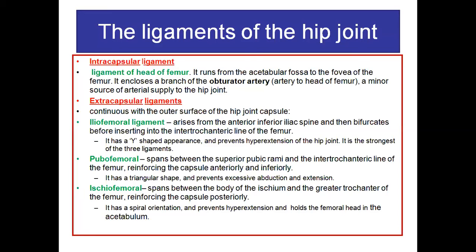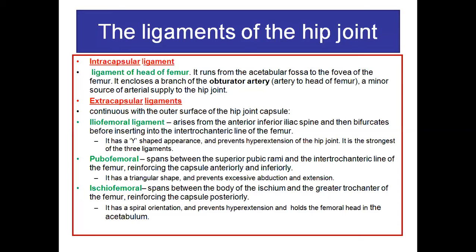The pubofemoral ligament runs between the superior pubic ramus and the intertrochanteric line of the femur. It reinforces the capsule anteriorly and inferiorly. It is triangular in shape and prevents excessive abduction and extension of the hip joint.